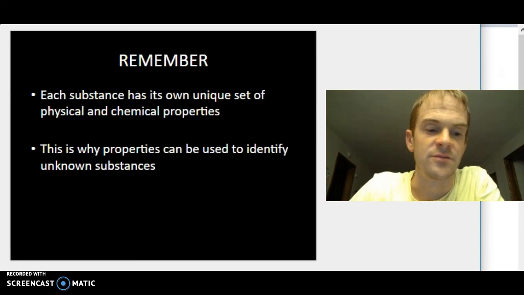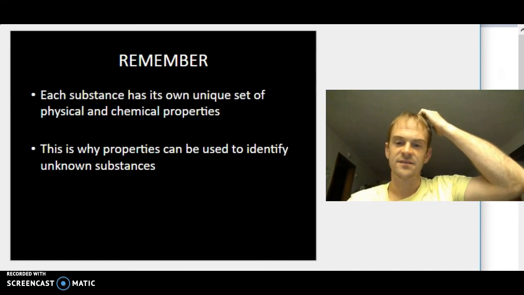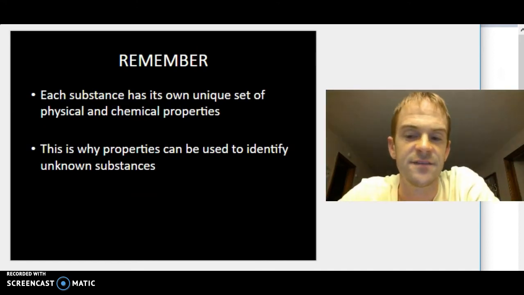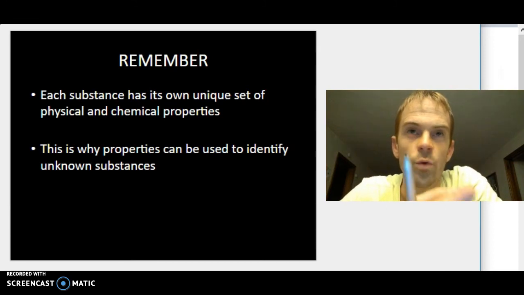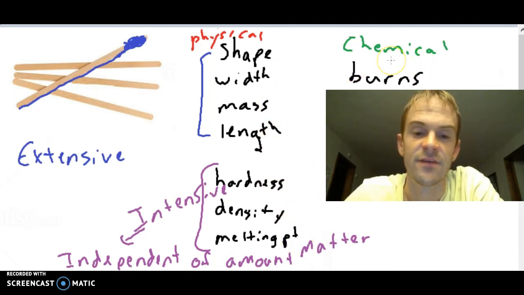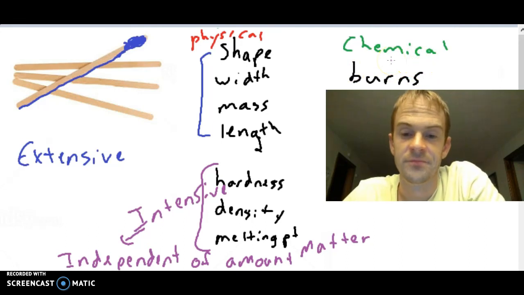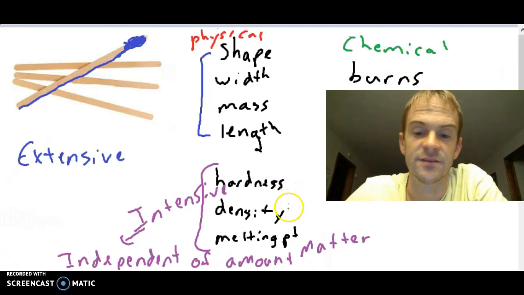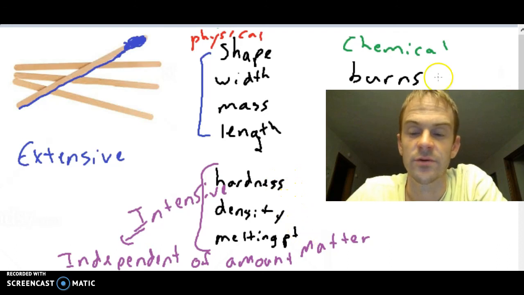And so the important thing to remember is that each substance has its own unique set of physical and chemical properties. And so wood has these wooden splints, right? Their shape, their width, their mass, their length, their hardness, their density, their melting point, the fact that they burn, that's unique from like water, right? Water won't have the same hardness or density or melting point or boiling point, or won't react the same way with fire as wood does.